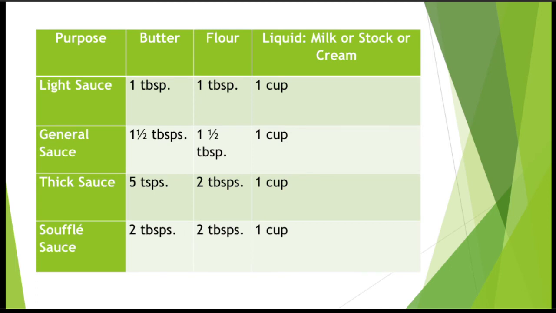So here you're going to take a look at the ingredient preparation of sauces. For example, if you're going to prepare a light sauce, you need 1 tablespoon of butter, 1 tablespoon of flour, 1 cup of liquid: milk or stock or cream. For general sauce, you need 1.5 tablespoons of butter, 1.5 tablespoons of flour, 1 cup milk or stock or cream. For thick sauce, you need 5 tablespoons of butter, 2 tablespoons of flour, 1 cup of milk, stock or cream.